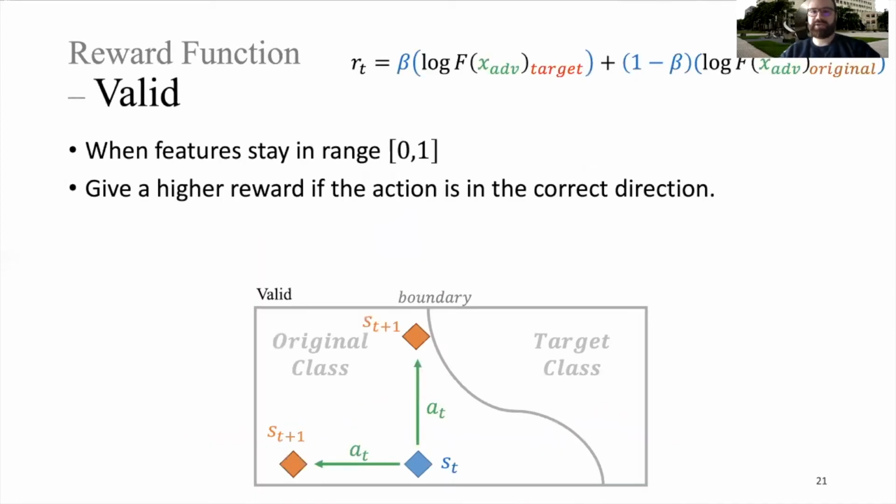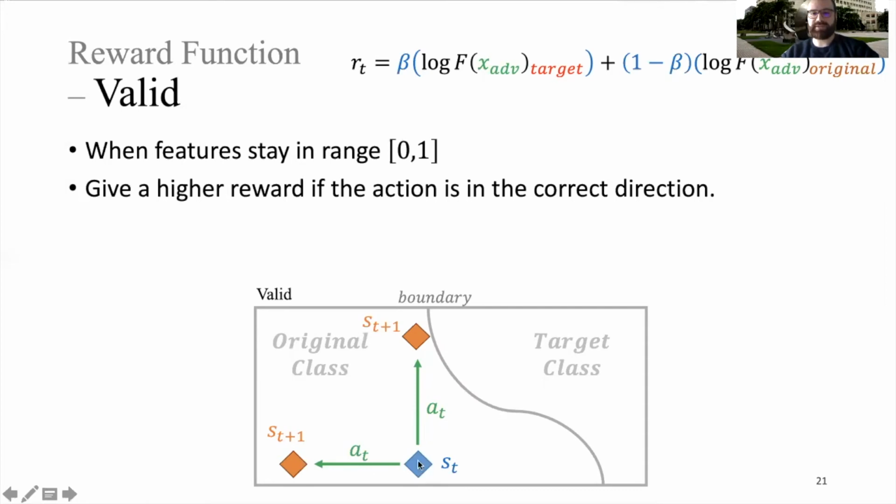And if the agent is in some intermediate state, then we define the reward as follows. We want to give a higher reward to actions that would increase the probability of the image being in the targeted class. And then we also want this image to retain some high probability for the original class.